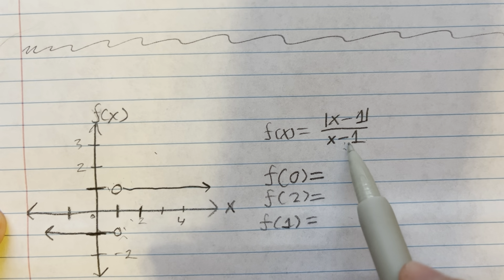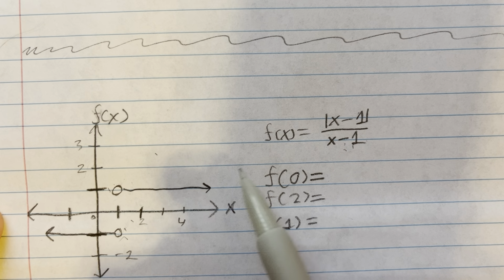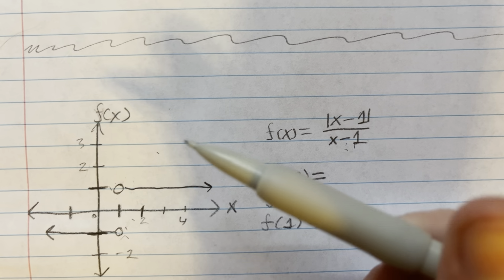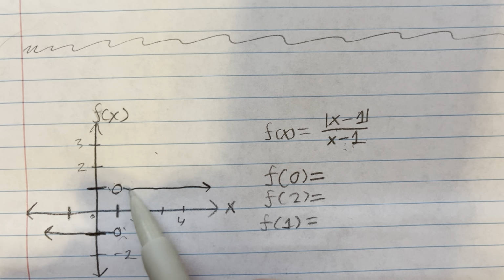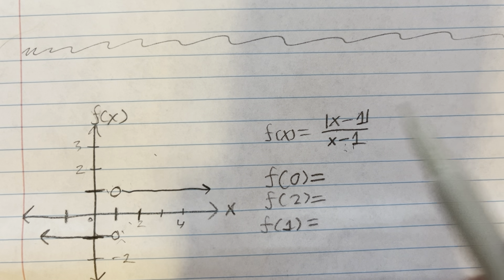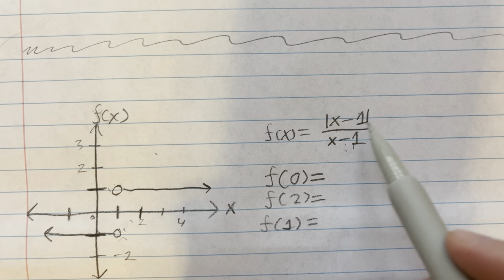Our function is undefined, but has real left and right hand limits. If we were to plug in 1, we get 0 over 0, that's an indeterminate value, and I don't see another way to simplify this function.